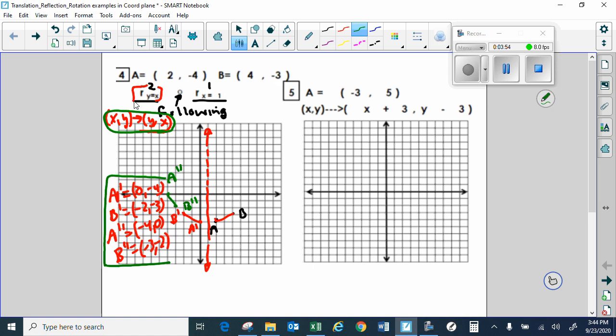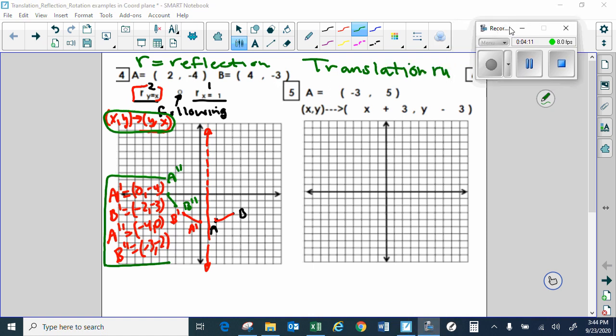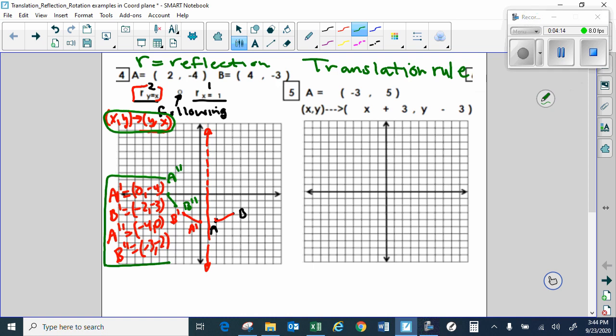All right, translation. So that was reflection. Little r means reflection. Okay, translation rule. You got to memorize this because you're going to have to write out a translation rule on the test. Okay, translation rule is always x, y maps onto. It's called maps onto. That's what the arrow is here. x plus 3, y minus 3.